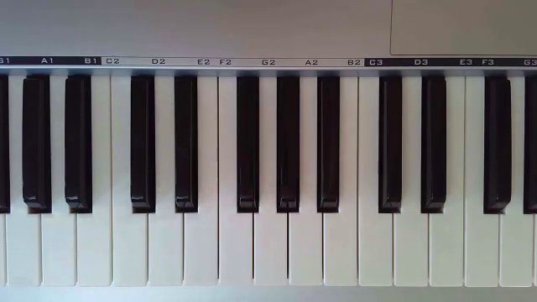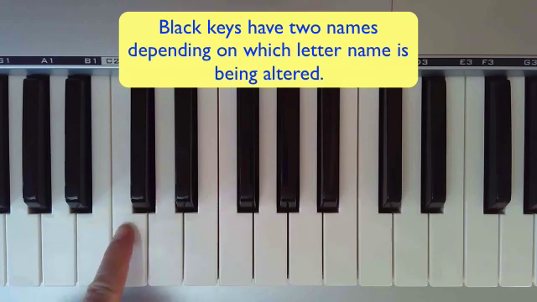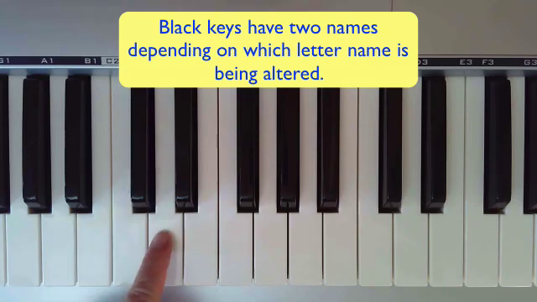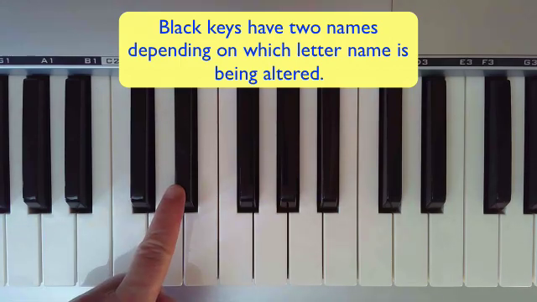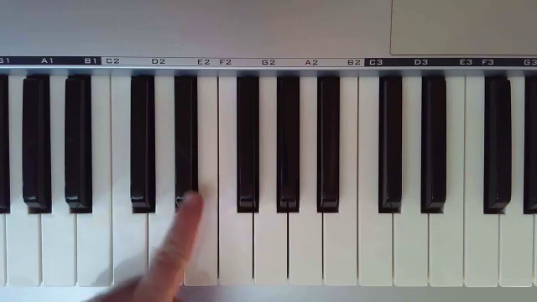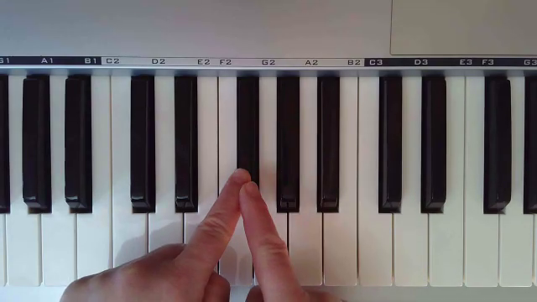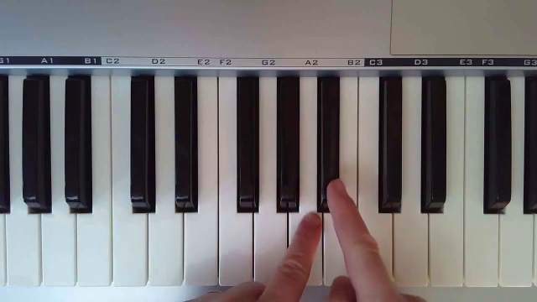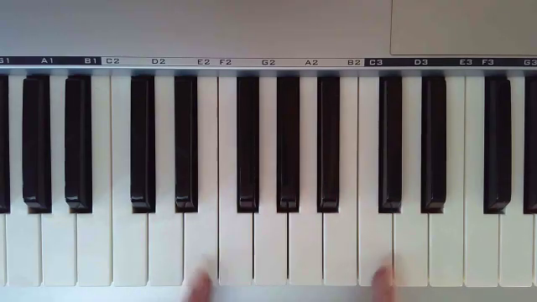So you can think in terms of these black notes in two ways. You think in terms of, first, this note has two names. In terms of C, I would call this C sharp because it's a half step above C. In terms of D, I would call this D flat. The same is true for all of these notes. D sharp or E flat, F sharp or G flat. This would be G sharp or A flat, B flat or A sharp. The same is true for any of these notes.